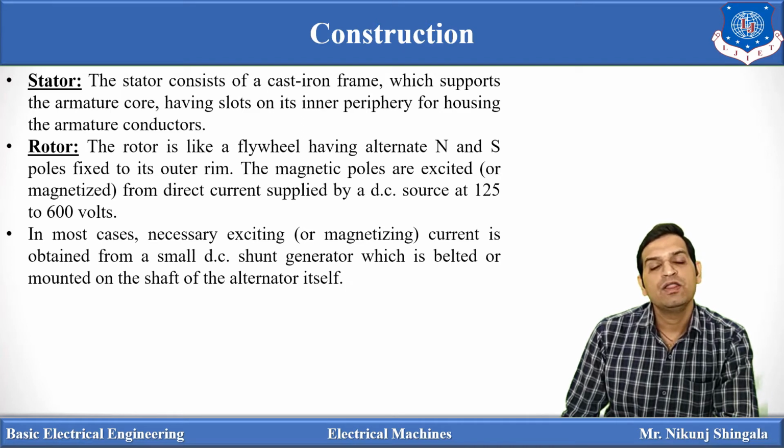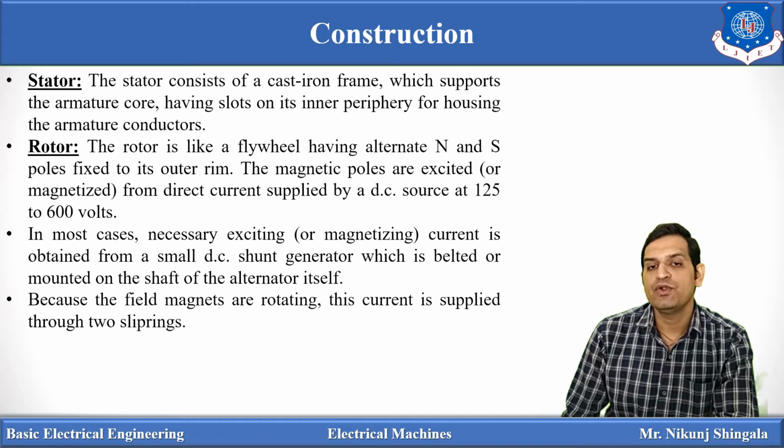So there is a small DC generator which is mounted on the same shaft on which the rotor of the alternator is mounted. Here, the field magnets are rotating. This current is supplied through two slip rings, so current to the field winding is supplied by the slip rings. As here the armature winding is stationary, from which the EMF is taken out, slip rings and brushes are not required. Sparking of brushes can also be removed. So these are the advantages of a stationary armature winding.